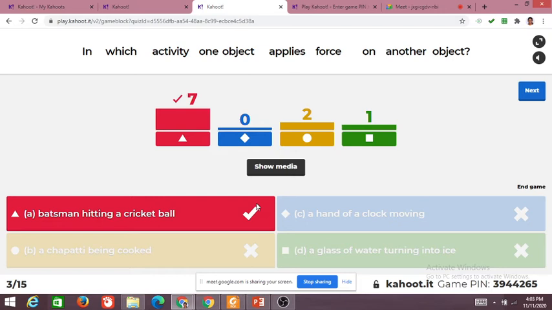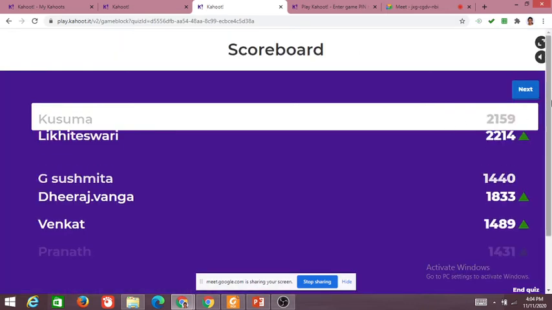In which activity does one object apply force on another object? While a batsman is playing, he is hitting the cricket ball, so he is giving force to the ball. So force is applied, right? Someone has answered chapati being cooked. Okay, it's not that the chapati is made, it's like the chapati is being heated up. So that's why it's a wrong answer here. And someone has answered a glass of water turning into ice. There you cannot say force is applied by someone, correct? You can't say force is applied by water into ice. So clearly you have an option, a batsman hitting a cricket ball, where the batsman is giving force to the ball. So the answer is the first one, and 7 of you have answered correctly.